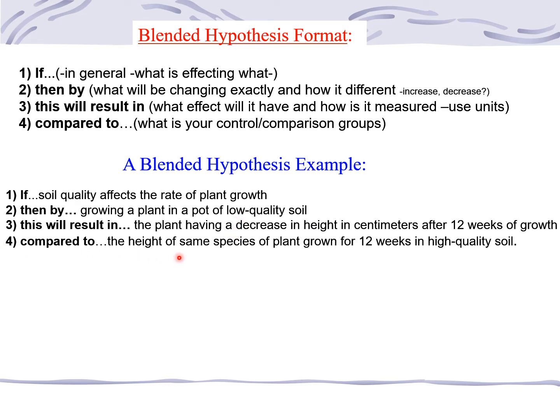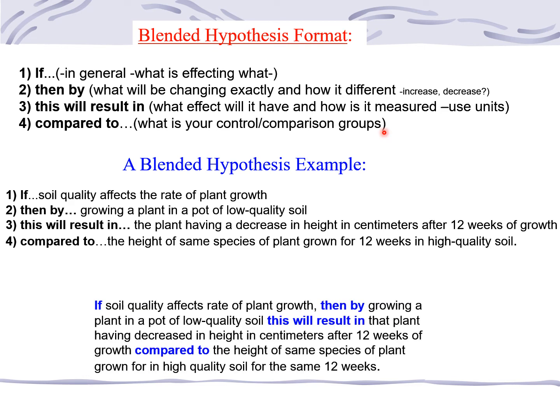So I might say compared to the species of, some kind of plant, same plant grown for 12 weeks in high quality soil. That would be my control or comparison group. And it comes off as wordy. Yes, I recognize that. Don't tell your English teachers. But when you actually see this written out on an actual scientific paper, most hypotheses come out as rather run-on sentences. So this is all the same thing, just as one long sentence.